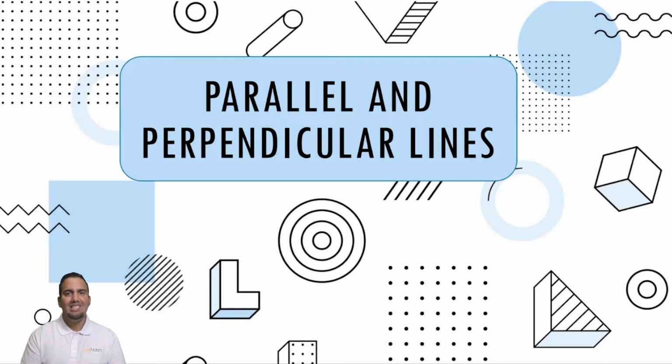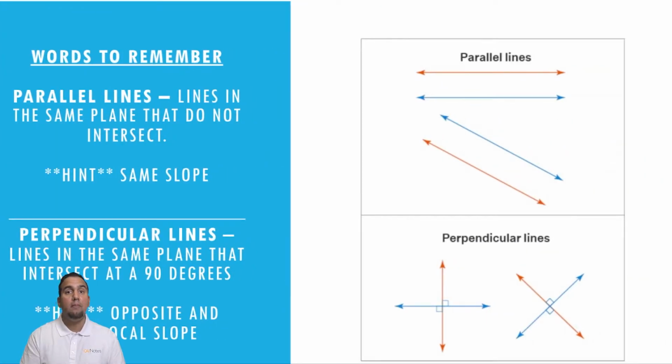Hi. In this lesson, we're going to be working on parallel and perpendicular lines. Before we begin, we first have to learn a few vocab words that are going to help us become more successful in this lesson. The first one is parallel lines. Now, I know that we've all learned what parallel and perpendicular lines were in the past.